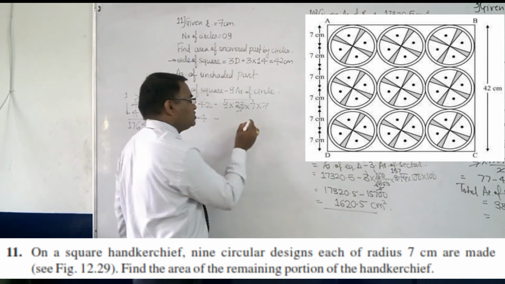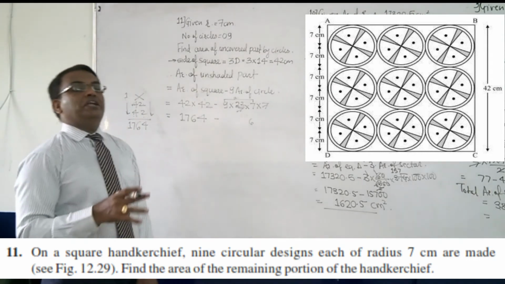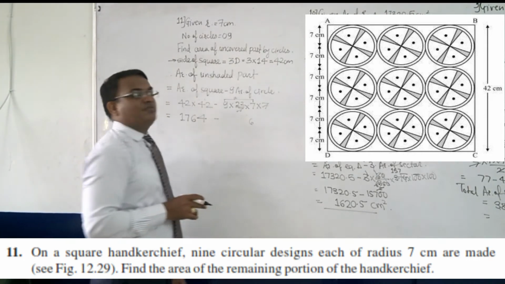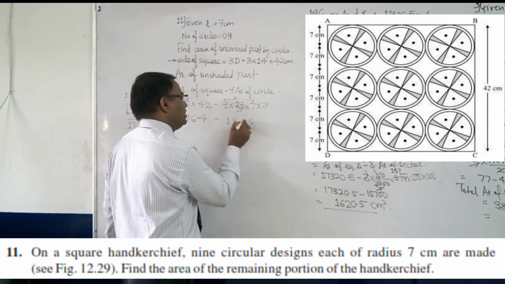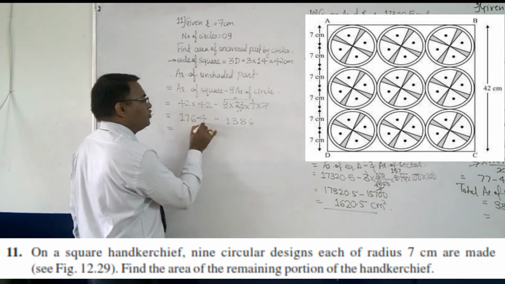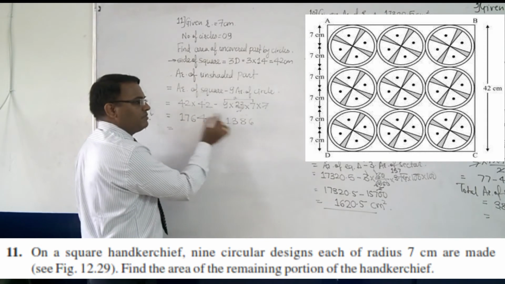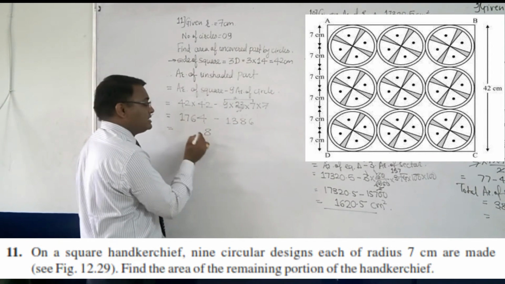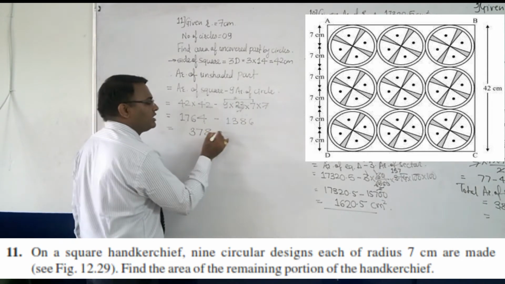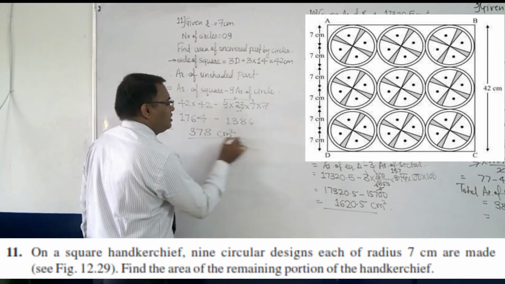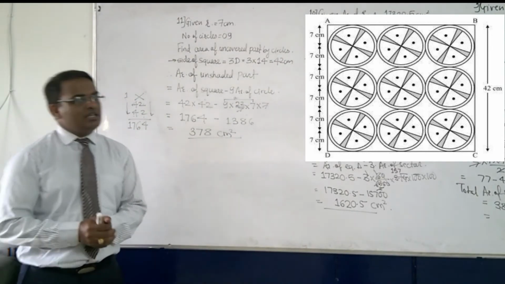Now let's see what it is. 63 2s are 126, 12 carry. Again 63 2s are 126. 126 plus 2, 128 plus 10, that is 138. And then 4 means 14, 14 minus 6 is 8. Here it is 5, 5 minus 8 is not possible, so 15 minus 8 is 7. Then here it is 6 minus 3 is 3. That is 378 centimeter square. Let's go on to the next one.